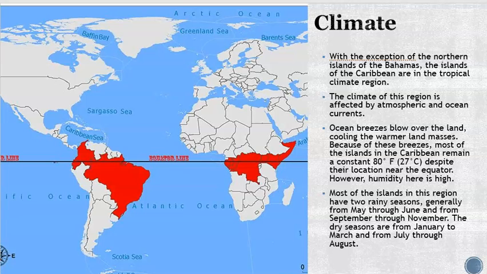Most of the islands in this region have 2 rainy seasons, generally from May through June, and then September through November. The dry seasons are from January to March and July through August.